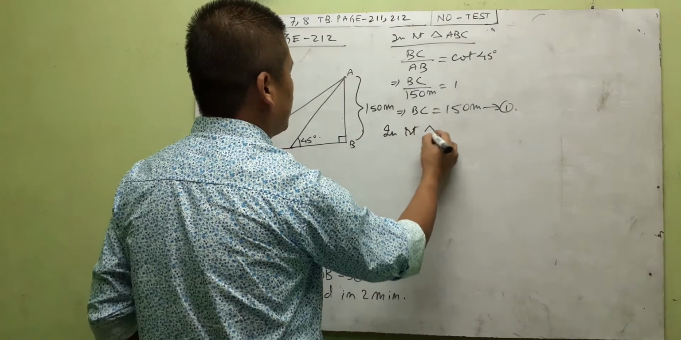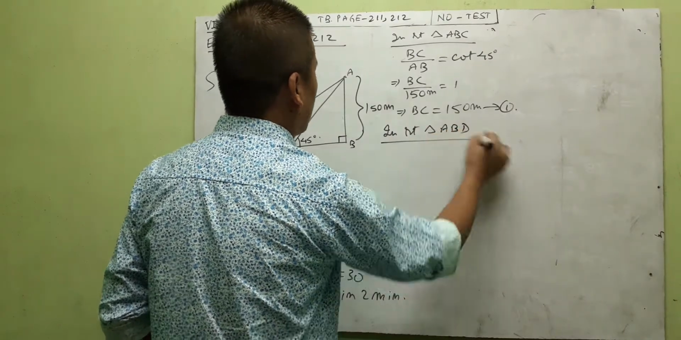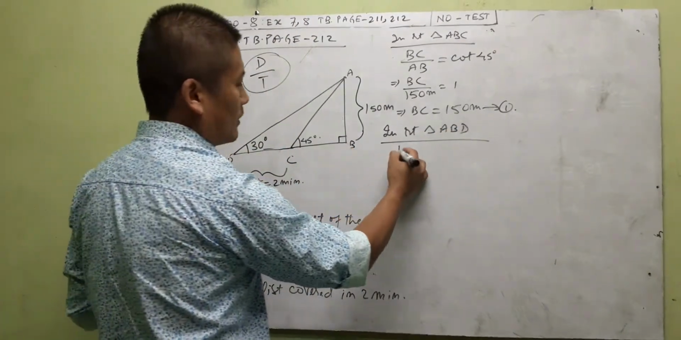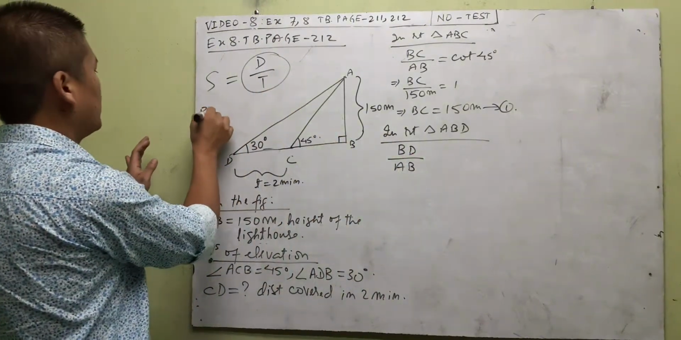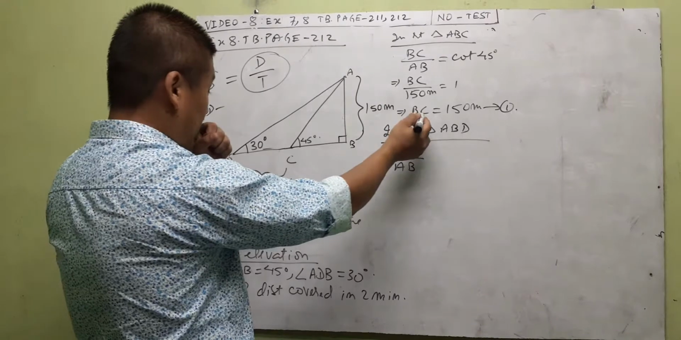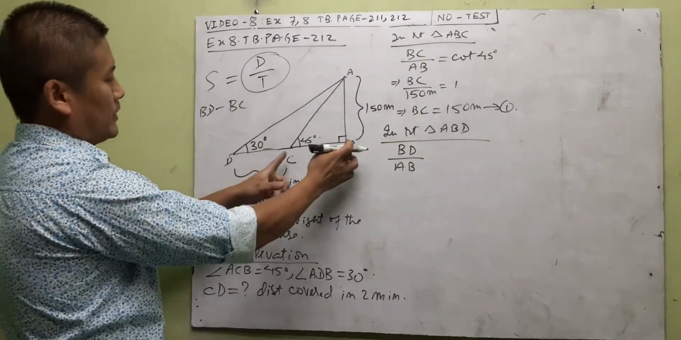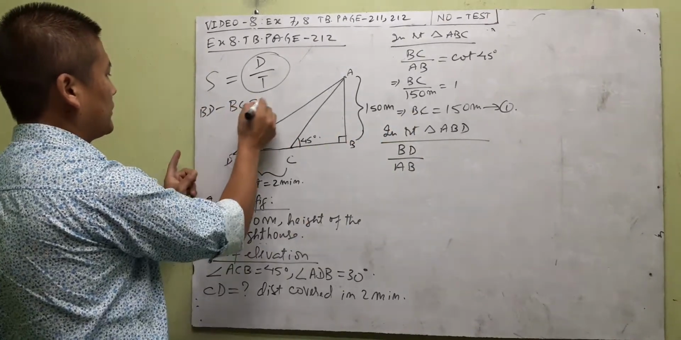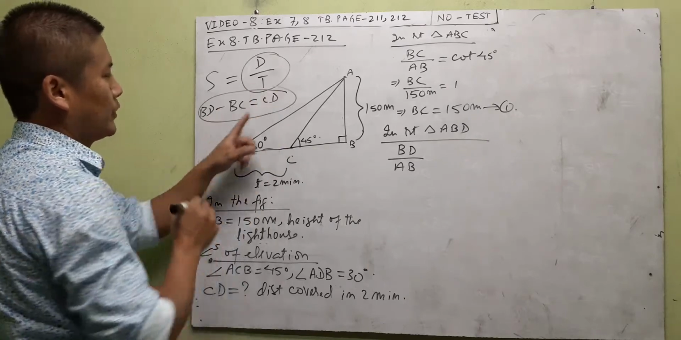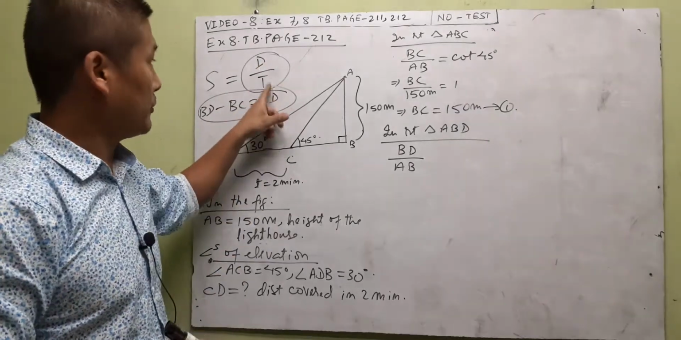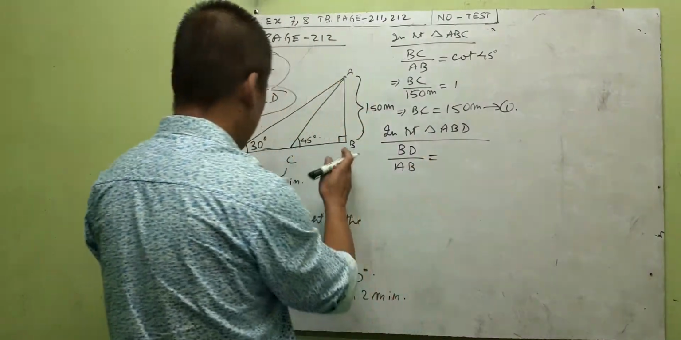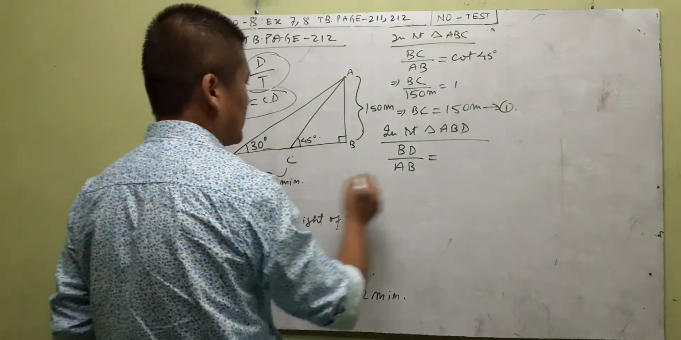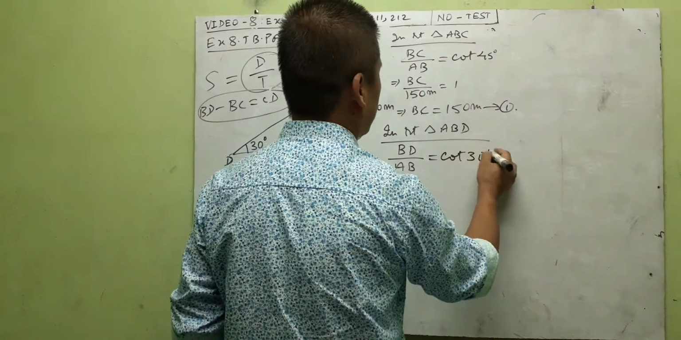In right triangle ABD, again we want to find this BD by the given side AB. Why BD? Because we know that BD minus BC will give you CD, which is the distance we are searching for to put in the formula for speed. So BD by AB is adjacent by opposite again, so that is cot, this time 30 degree.